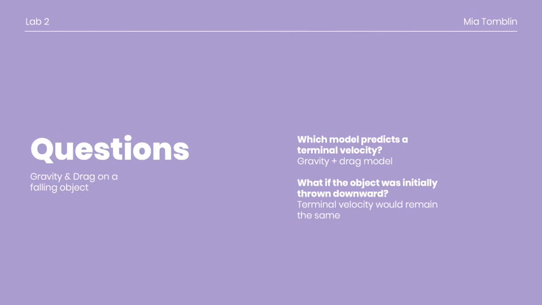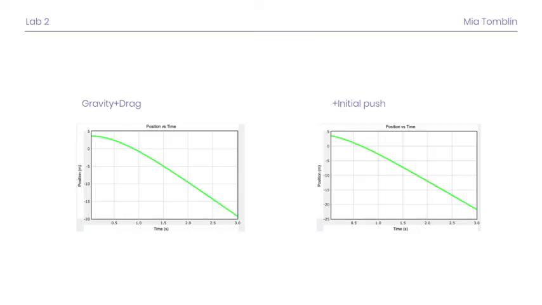The first is which model, if any, predicts terminal velocity. That would have to be the gravity plus drag model, because over time, the drag force increases and cancels out the force of gravity to reach a zero net force, causing a constant speed at terminal velocity. The second question is what if the object was initially thrown down, and would that change the terminal velocity?